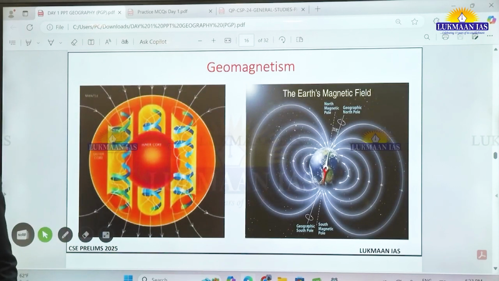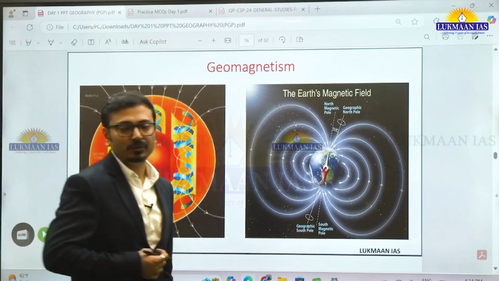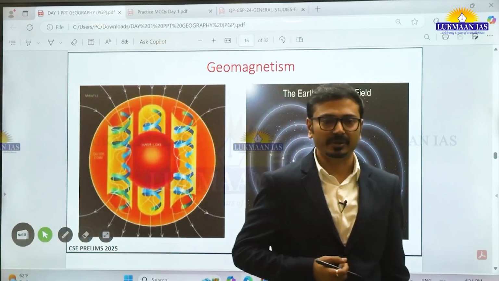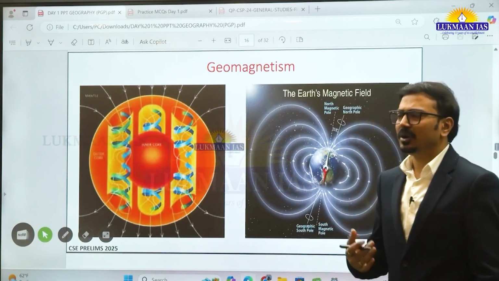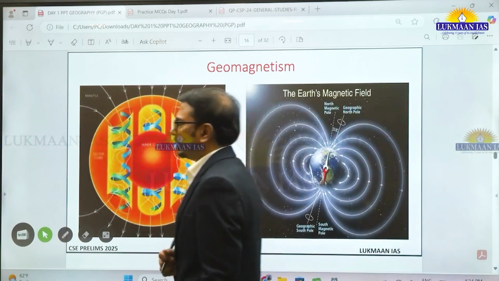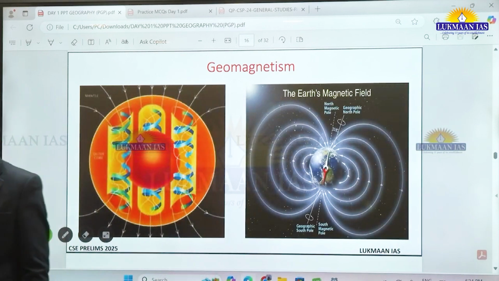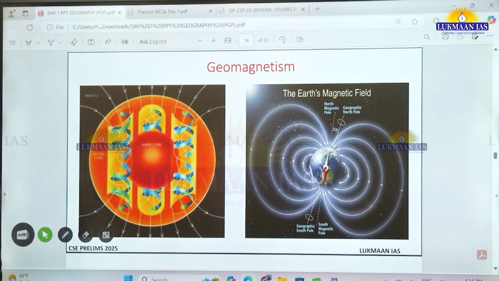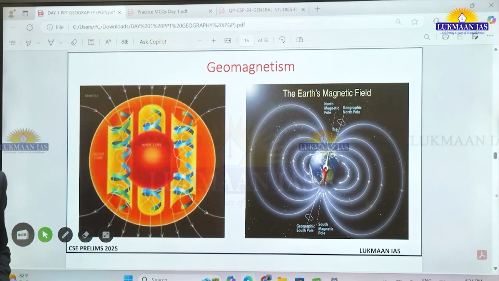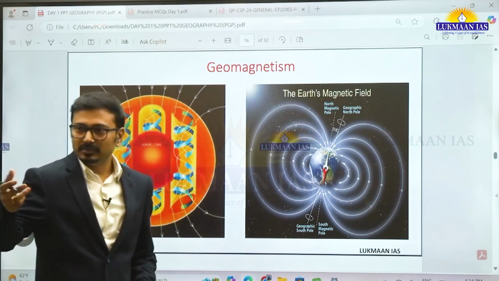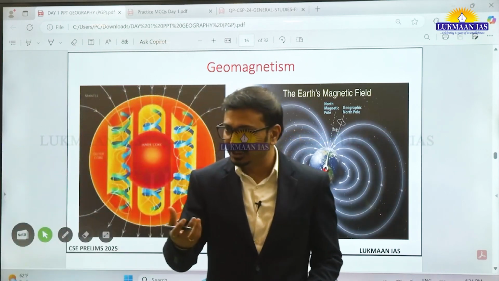Quickly we'll revise this. Geomagnetism, important concept. One is the dynamo theory of formation of Earth's magnetic field. So many students do not understand this concept. Let's try to understand first the dynamo theory. What does it mean? For Earth's magnetic field, or the magnetic field of any planet, there are some necessary conditions.